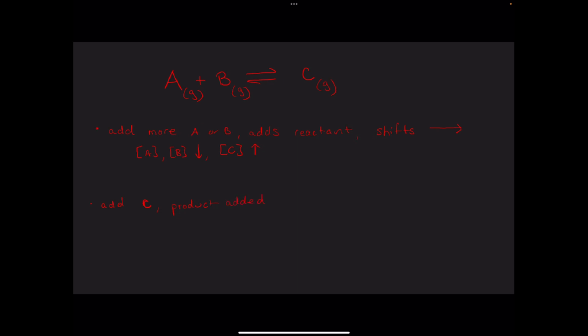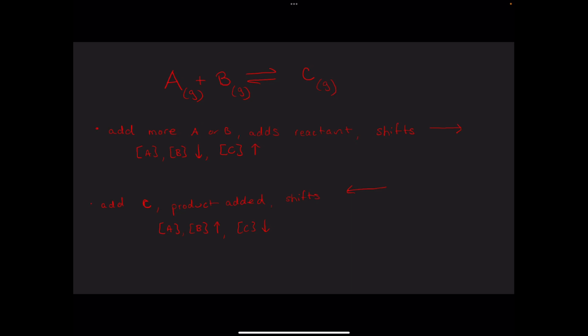We're going to shift away from the side we added things to, so it shifts towards the reactants. So we're going to get a temporary change in rate towards that reverse direction. As a result, concentrations of A and B would increase and C would decrease. So we said we can use these to our advantage.